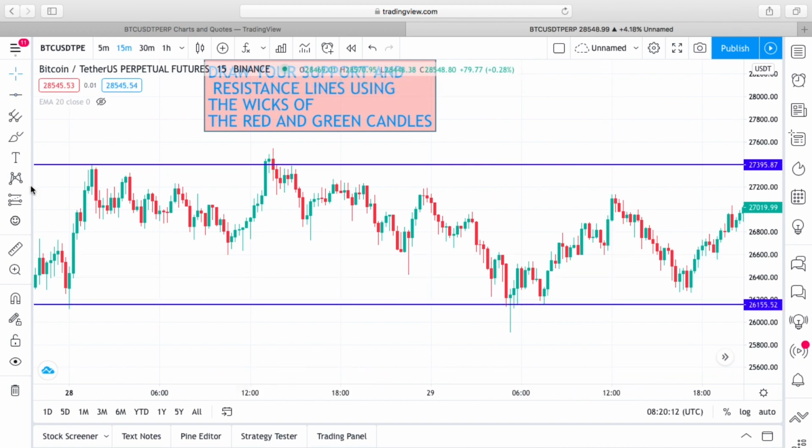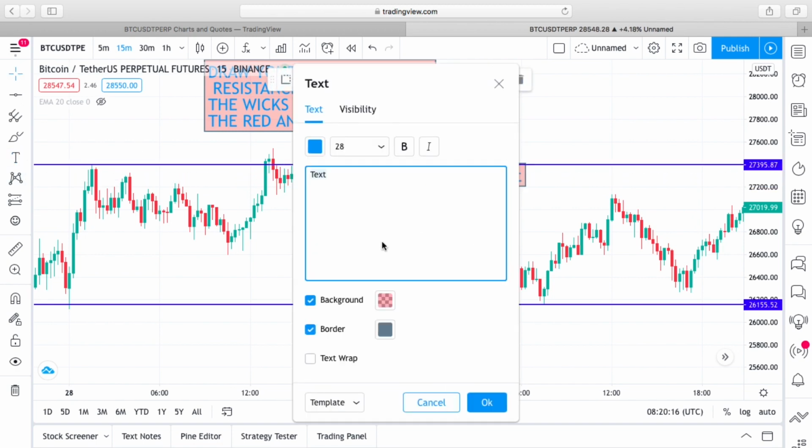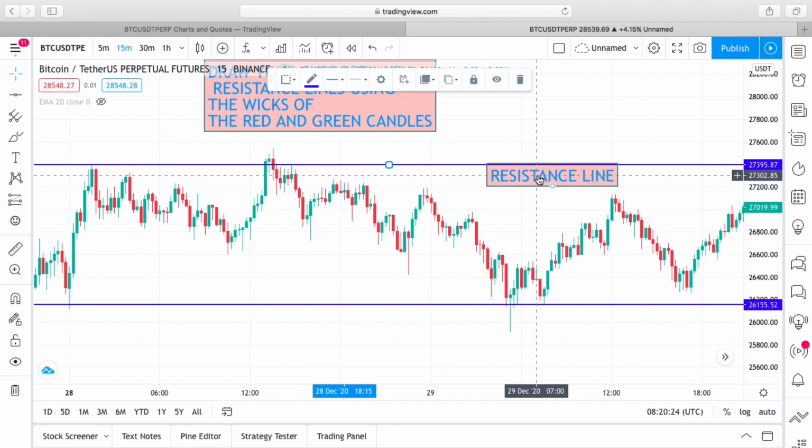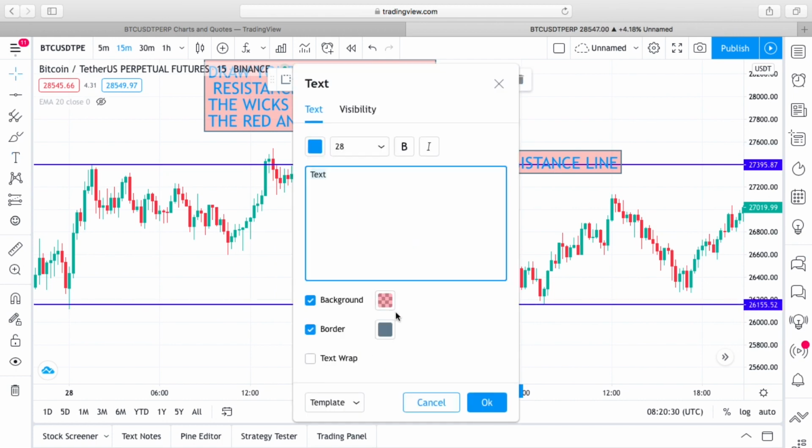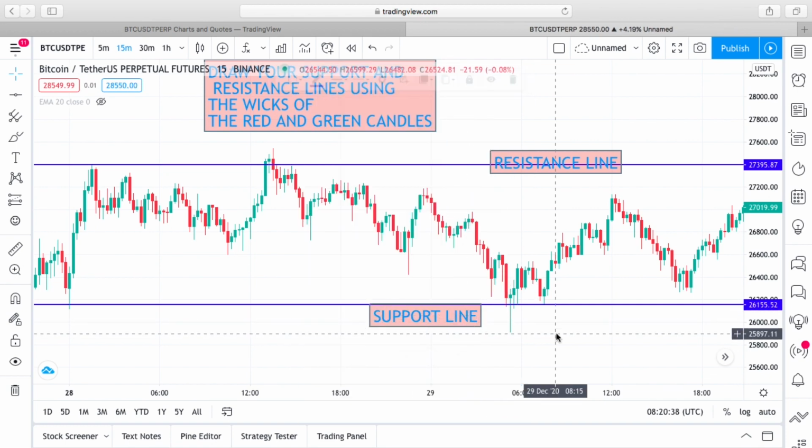So look at this now. So now this is my resistance line. The up line is a resistance line, remember. And this other one now, this is my support line. So you see, this is it. So this is my resistance and support.